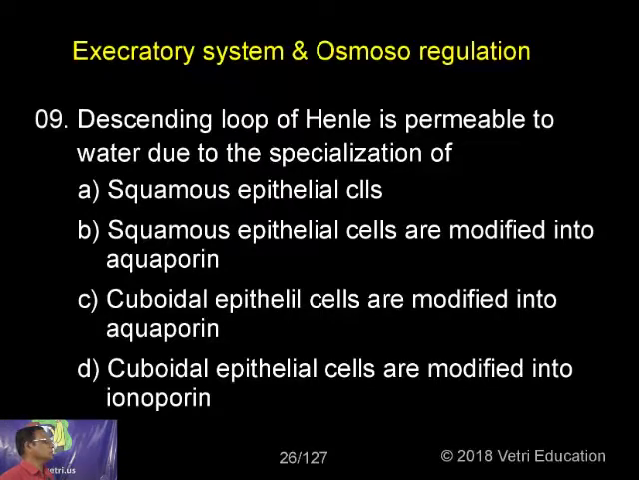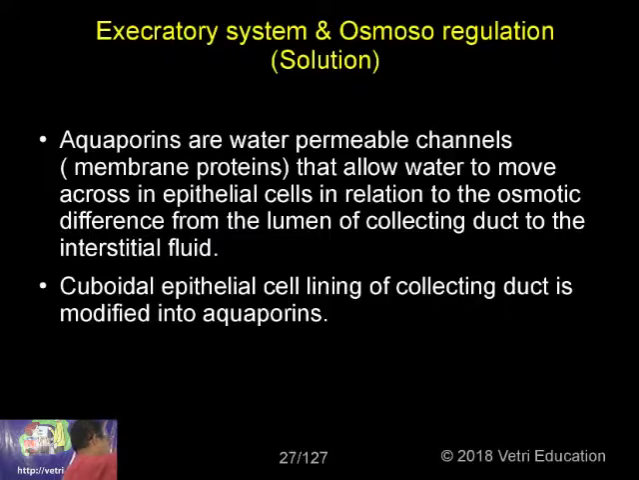Now the descending limbs and various regions of the tubule have different types of epithelial cells, either cuboidal epithelial cells or squamous epithelial cells, and normally they have some sort of aquaporin. The pores lined with proteins are called aquaporins. And through these pores, normally the absorption of water occurs.